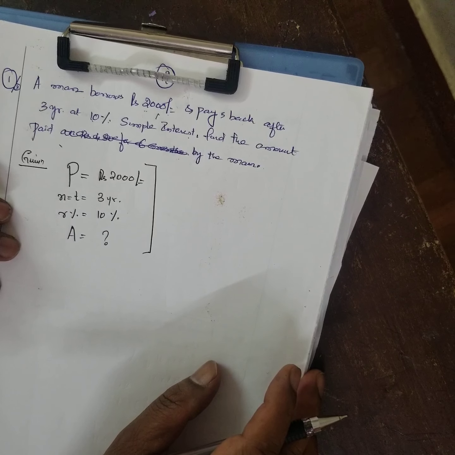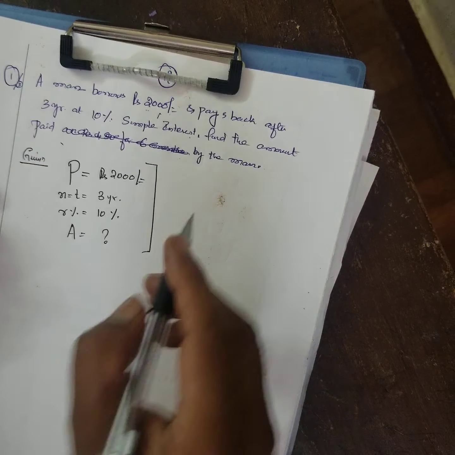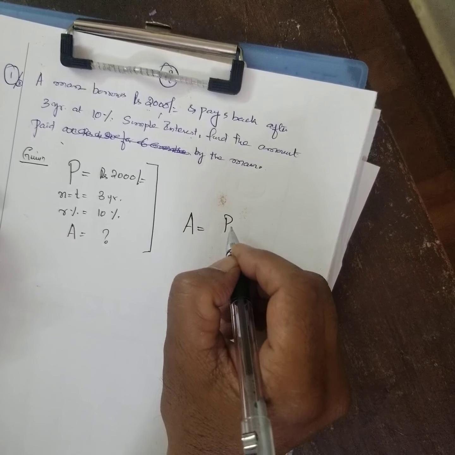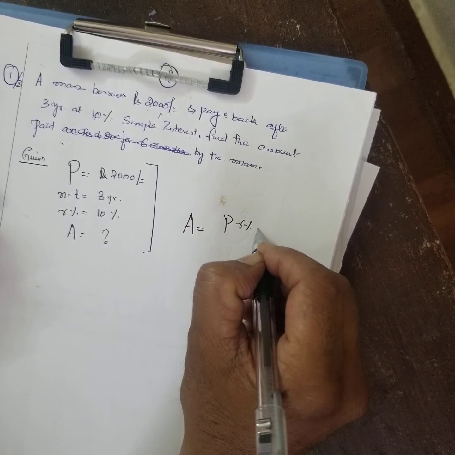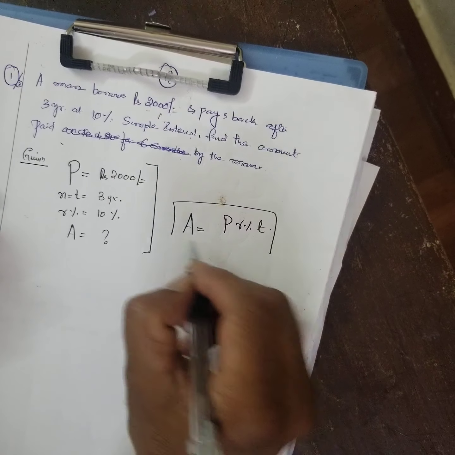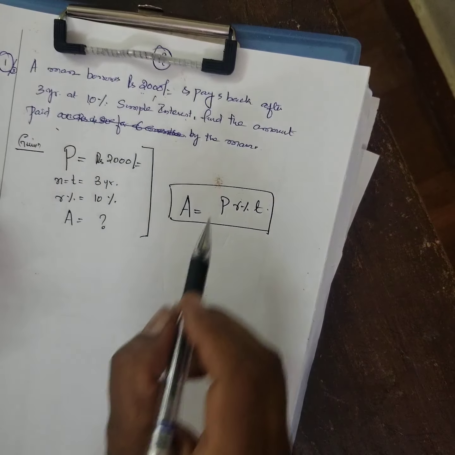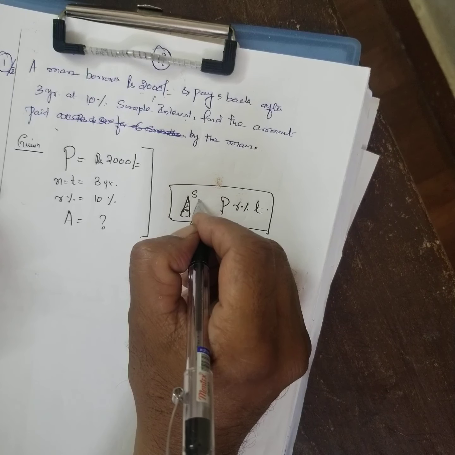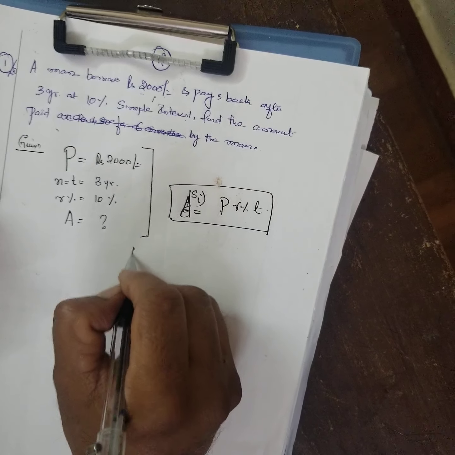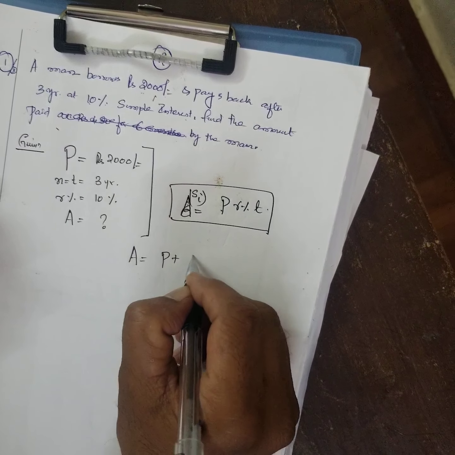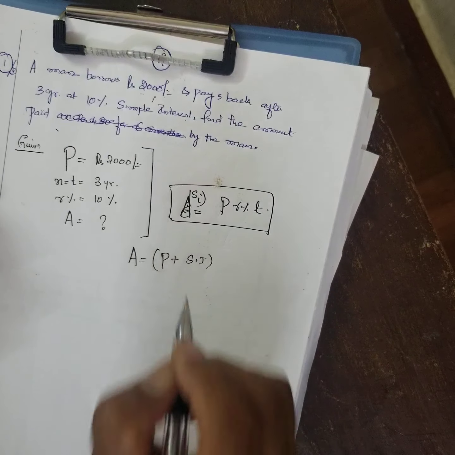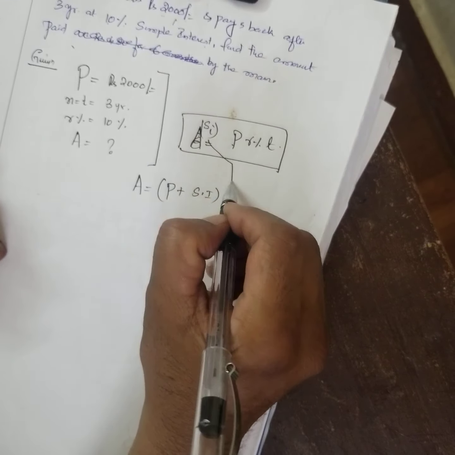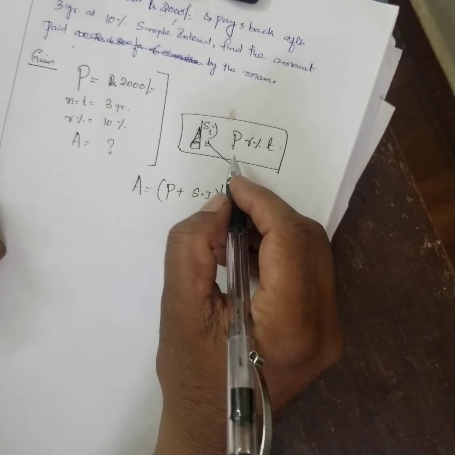Now, the amount paid is given by the formula: principal, rate of interest and time. This is the formula. Principal, this is what? Simple interest. This is called simple interest. Then what is the amount paid? Principal plus simple interest. Okay. Now first you calculate the simple interest. I will calculate the simple interest.